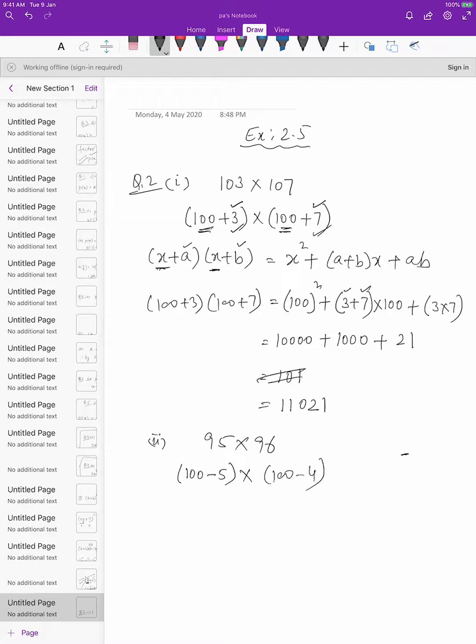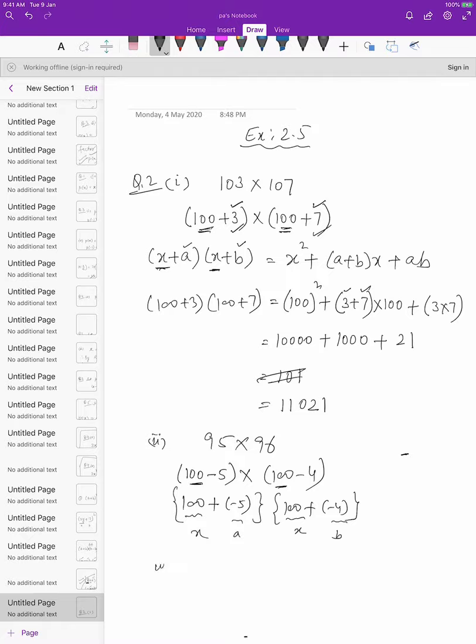Again I use the identity x plus a into x plus b because one term is common in both the brackets. So I can rewrite it as 100 plus minus 5 and 100 plus minus 4. So this is taking the place of x, and this is your a and this is your b. Again using the identity x plus a into x plus b, we can complete this.